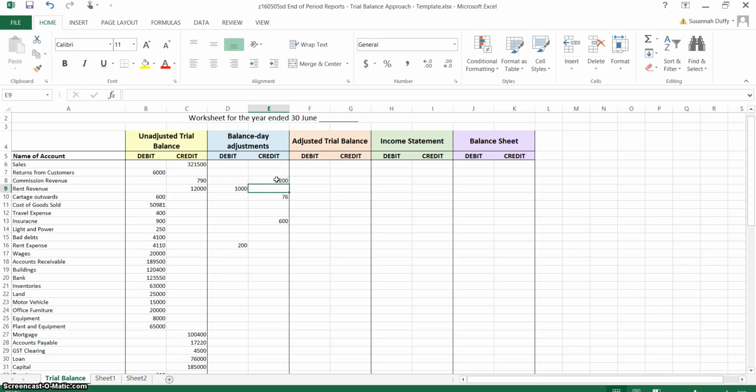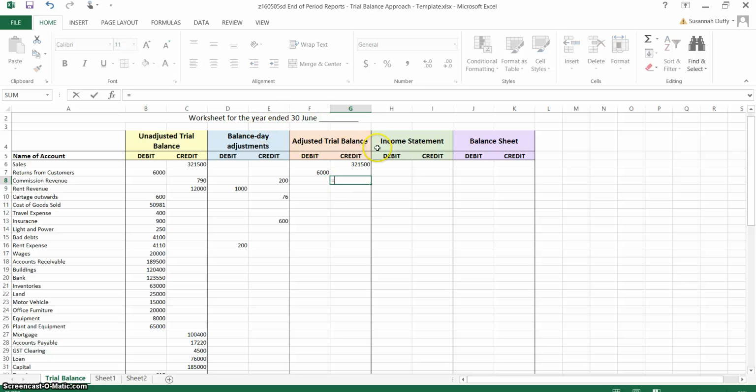Okay, so that's the end of step 2. The next step is to complete an adjusted trial balance. All this is copying it straight across, so you can put in your equal sign and click on the amount from your first and second columns. Essentially we're just combining the unadjusted trial balance and the balance day adjustments into the adjusted trial balance.